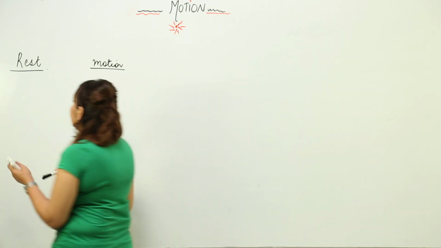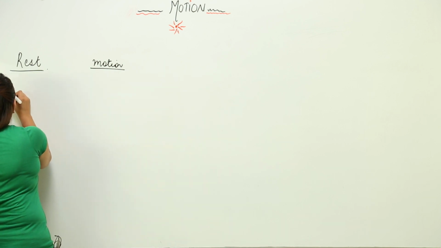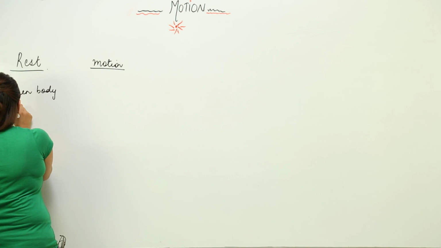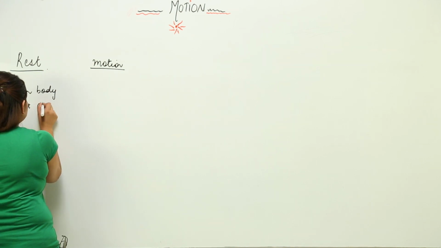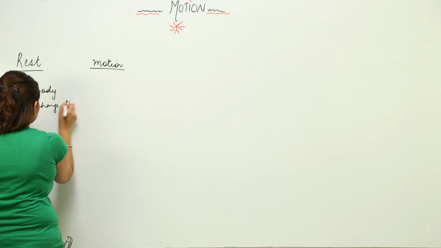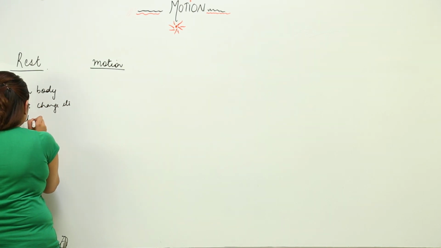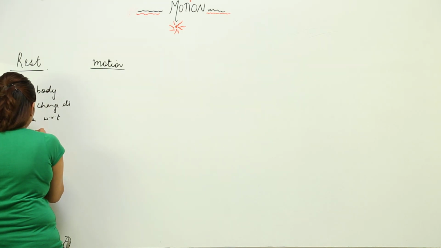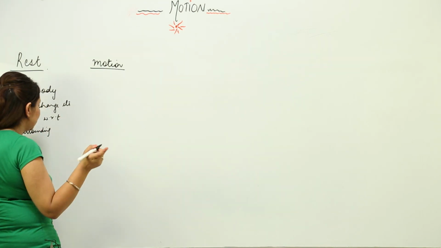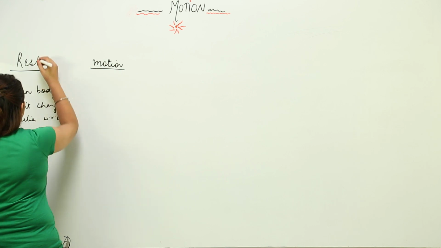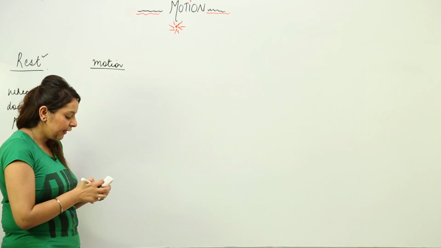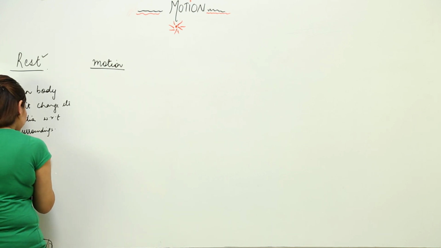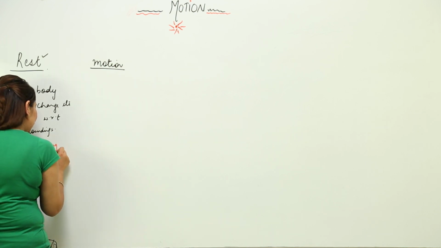So what is rest? Rest is when a body doesn't change its position with respect to surroundings. With respect to means that if we compare it with the surroundings, then it is said to be at rest. For example, a book lying on a table.